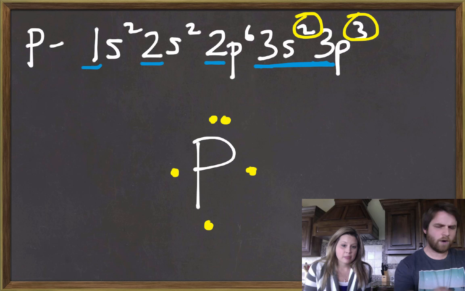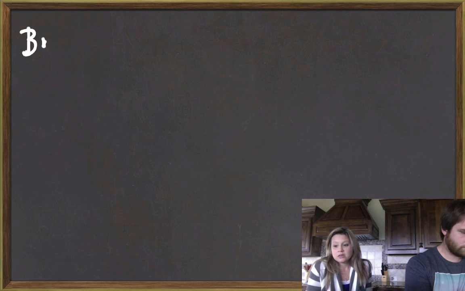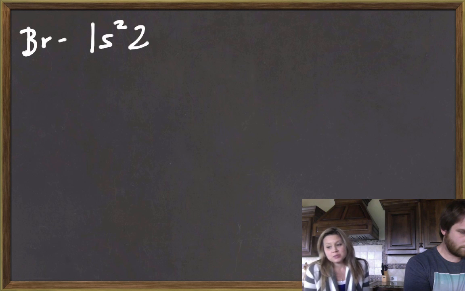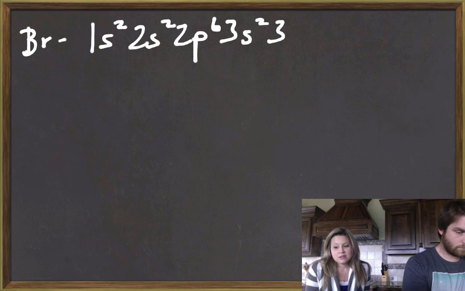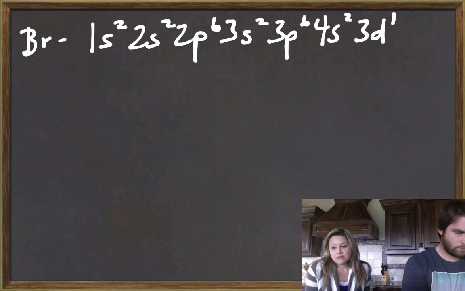Exactly. All right, let's do another one. Let's just keep going through this. Let's do bromine. 1s2, 2s2, 2p6, 3s2, 3p6, 4s2, 3d10, 4p5.